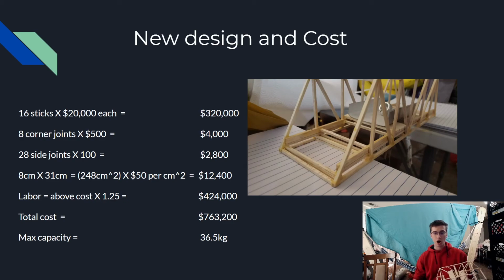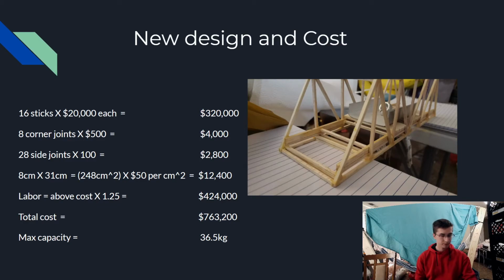Now, this bridge cost about $200,000 more, the total cost including labor being $763,000. But you'll notice that the maximum load capacity went way up. It's a marginal increase in cost, but a dramatic increase in load capacity. It's more than 3 times the load capacity, with only a 20-30% increase in cost. So that is a major improvement in the design.